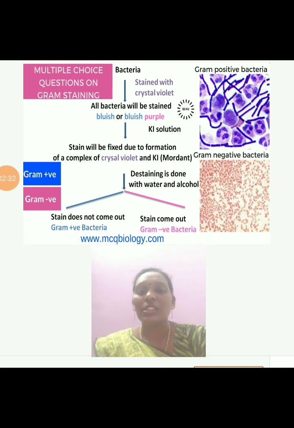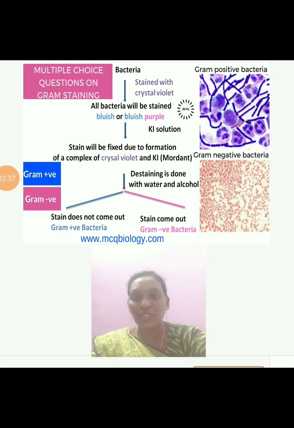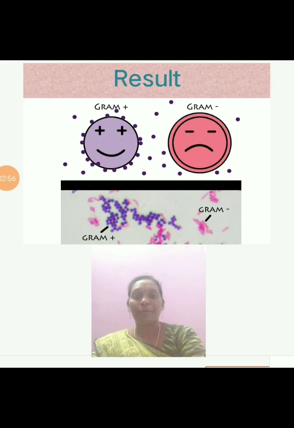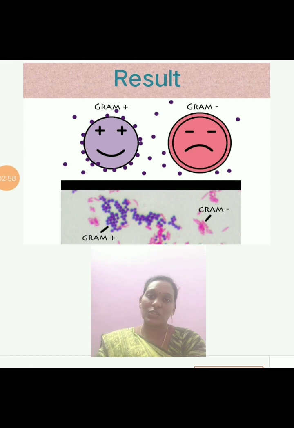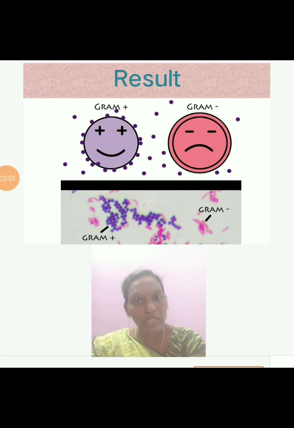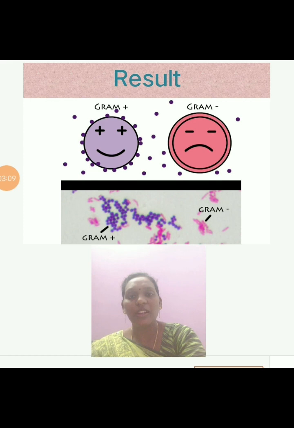This is how the microscopic view will be. This is actually done using a specimen, a medical specimen, a medical sample, in which they have performed gram staining. So this is the image or flow chart regarding gram staining, and the result will be like this. Gram positive bacteria will be purple in color, gram negative bacteria will be pink in color. So this is a microscopic view of gram positive and gram negative bacteria.